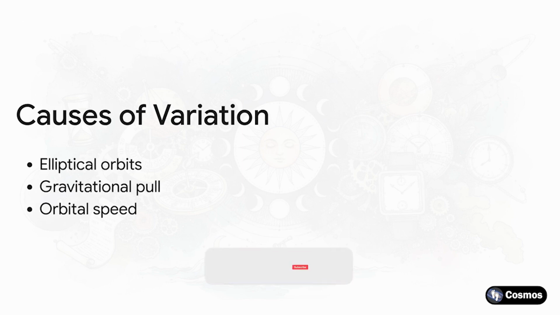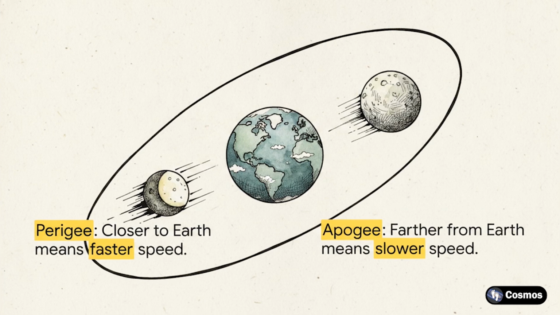Finally, all of these factors combine to constantly alter the moon's orbital speed. It's not a smooth ride, it's a highly erratic dance. Let's look a little closer at that shifting speed, because it's wild. Since the moon's orbit is an ellipse, its actual physical distance to Earth changes throughout the month.